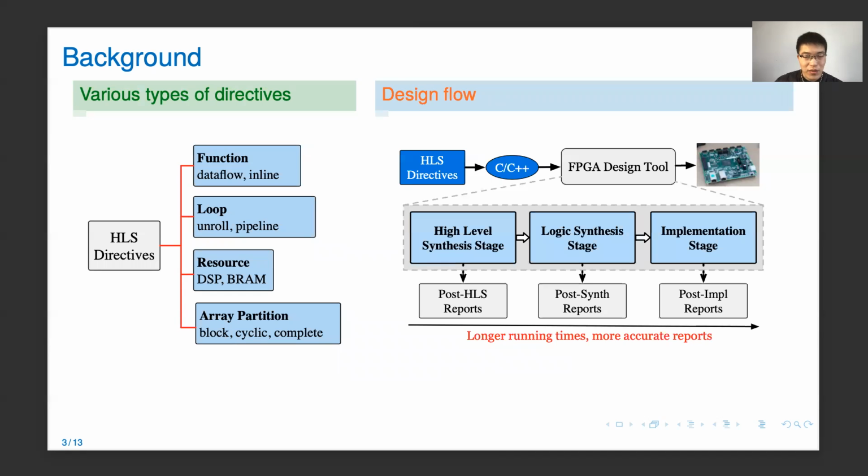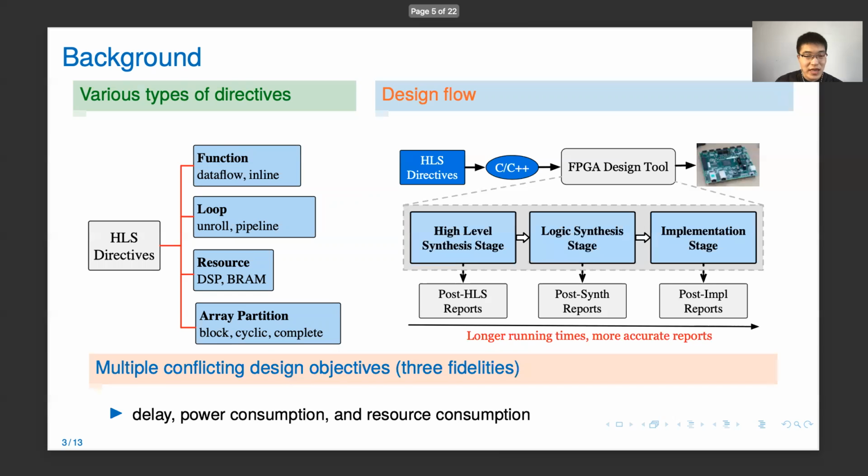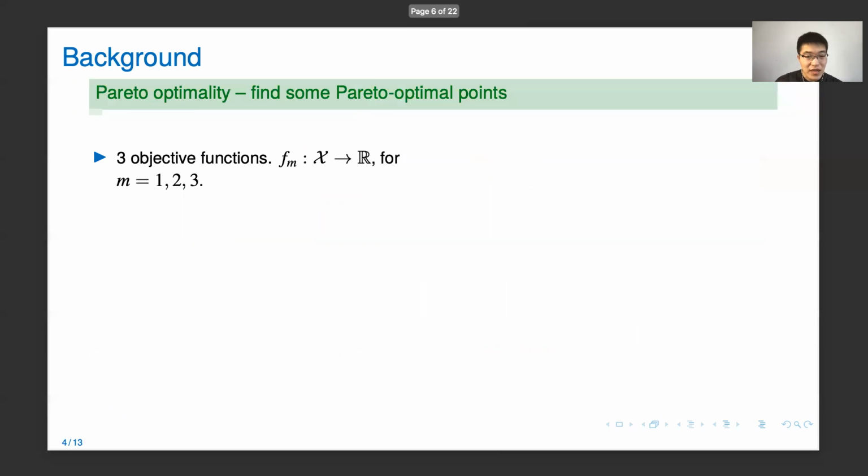In the design problem, there are multiple conflicting design objectives, for example, delay, power consumption, and resource consumption. If we want to reduce the power consumption, we will tend to implement fewer logic units and consequently increase the system delay. To find the optimal solution in this kind of conflicting multi-objective design problem, we introduce the concept of Pareto optimality. That is to find some Pareto optimal points from the whole design space.